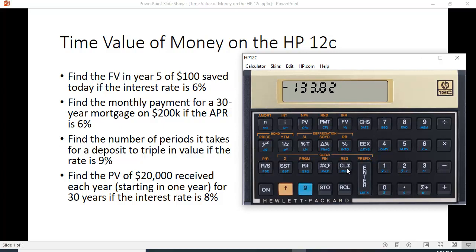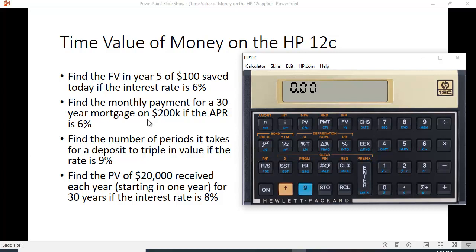So if I hit CLX, that clears the display, and if I hit FV, you don't see anything, but these numbers are still here. So if I wanted to check this calculation again, I hit recall N, and we see N is 5, recall I is 6, recall PV, and now I can hit the future value and get 133.82. All right, I want to try a second question here, so let me clear the workspace.